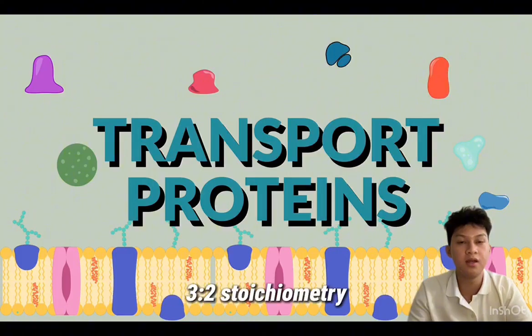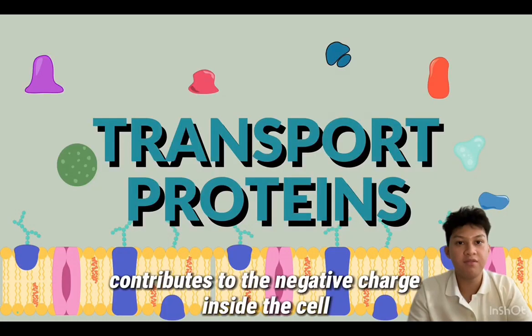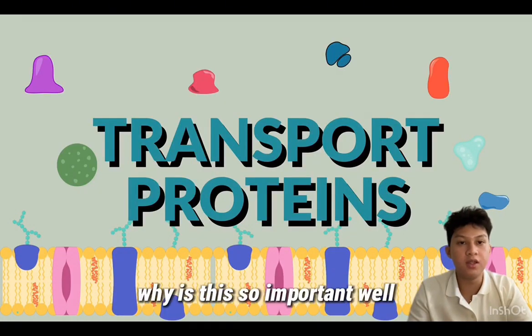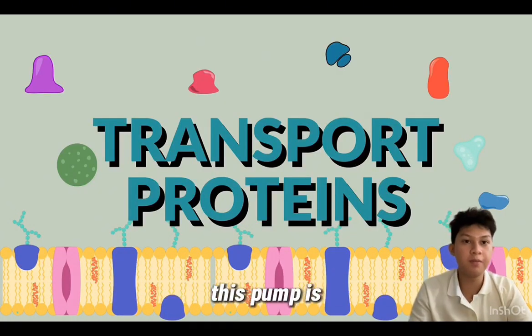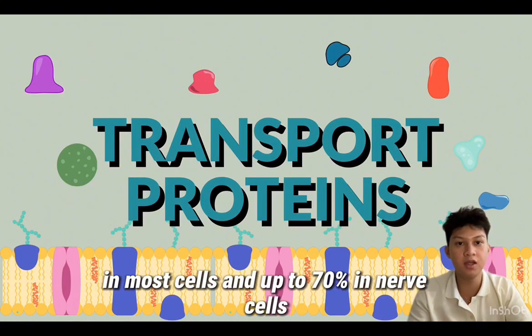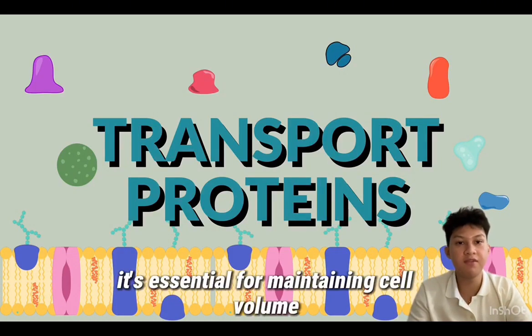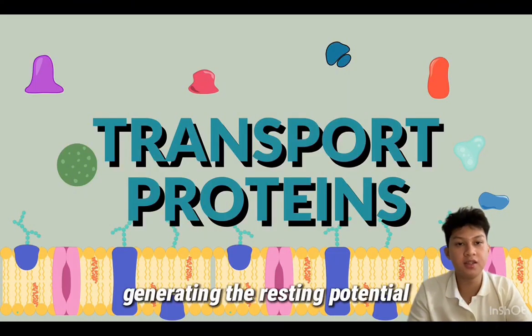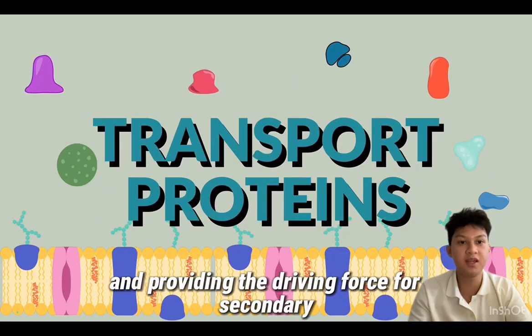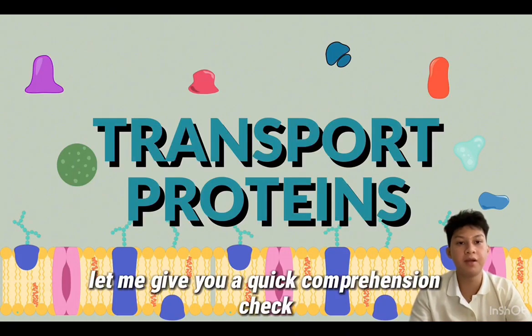This 3-2 stoichiometry contributes to the negative charge inside the cell. Why is this so important? Well, this pump is responsible for about 25% of the energy consumption in most cells and up to 70% in nerve cells. It's essential for maintaining cell volume, generating the resting potential, and providing the driving force for secondary active transport. Let me give you a quick comprehension check.